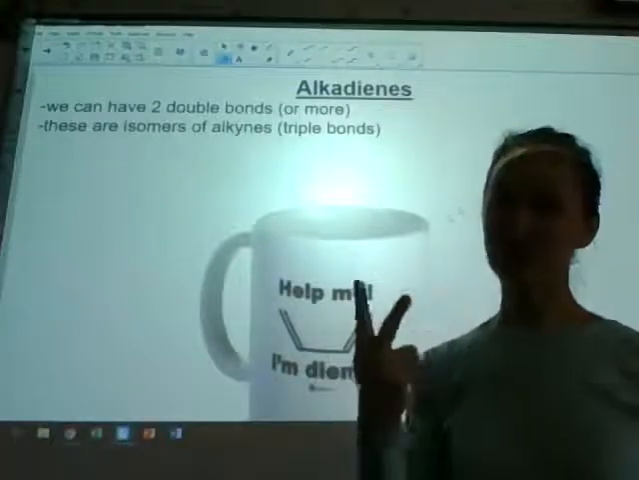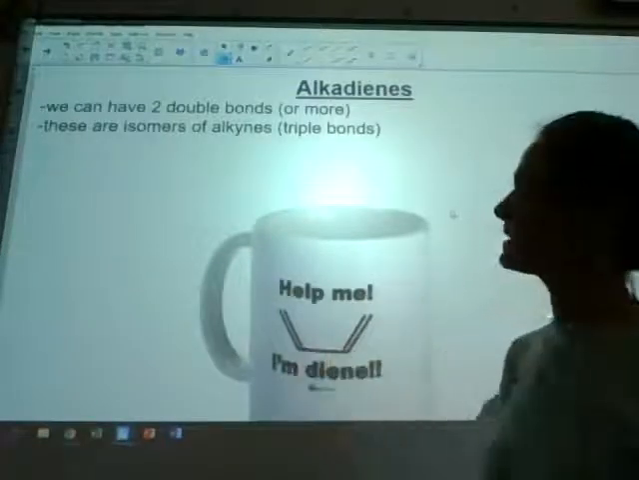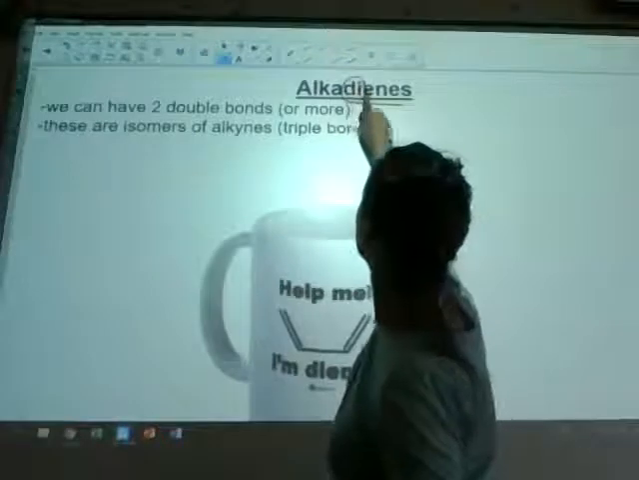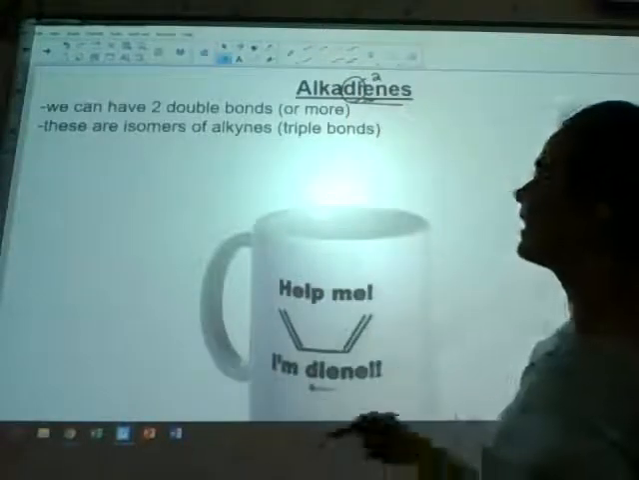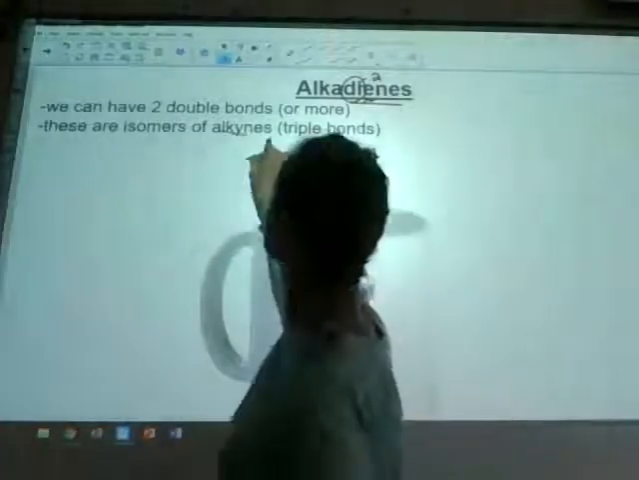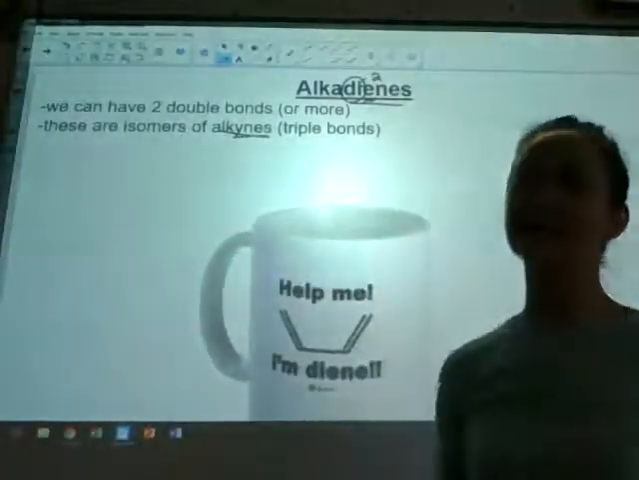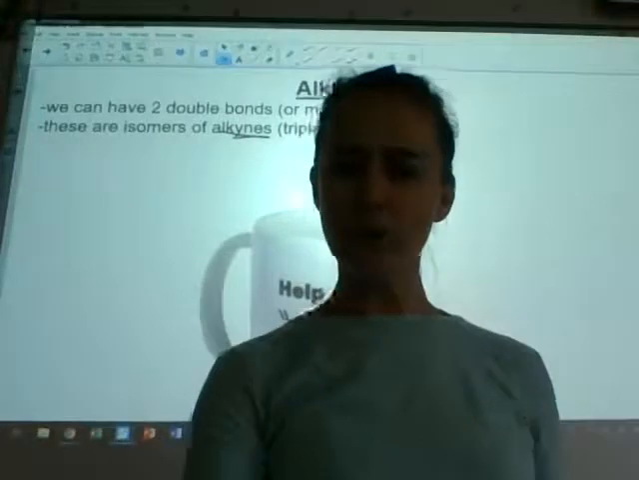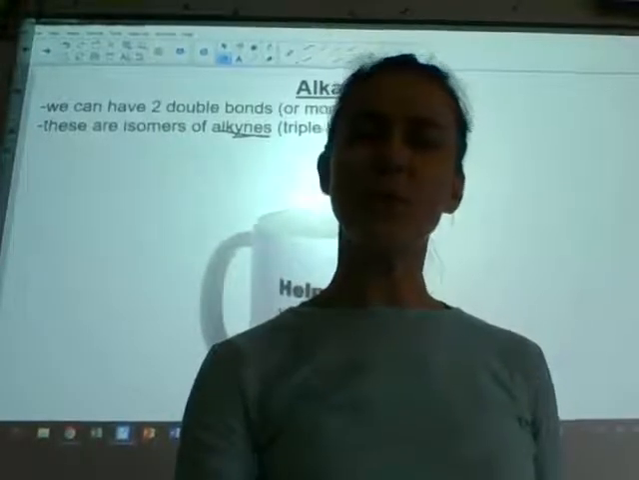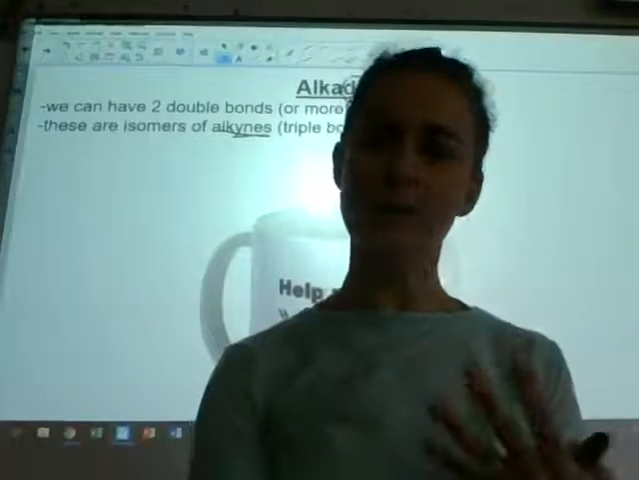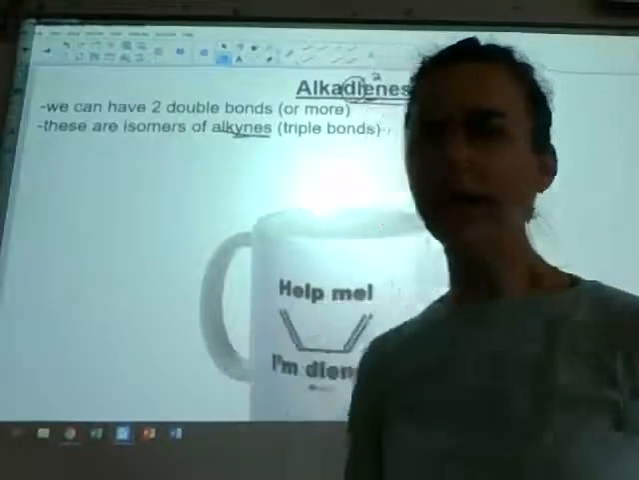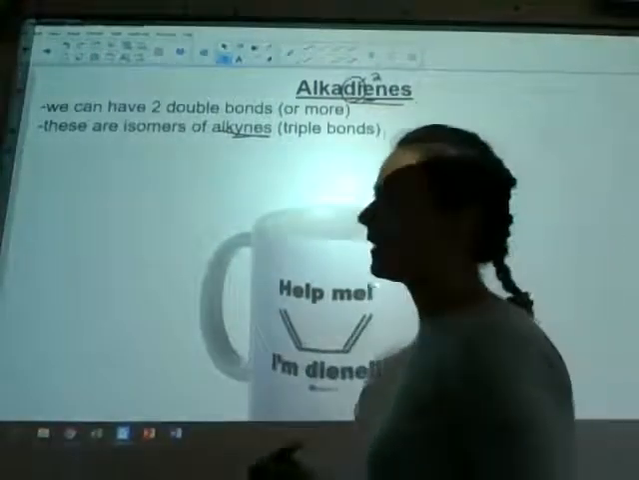So when you have 2 double bonds, it's called a diene. Di meaning 2, ene meaning double bond. So these are going to be isomers of alkynes. We haven't done alkynes yet, but alkynes are a triple bond. So basically, when you look at the formula for a diene and an alkyne, they're actually going to be the same. Okay, so let's look at an example of a diene.